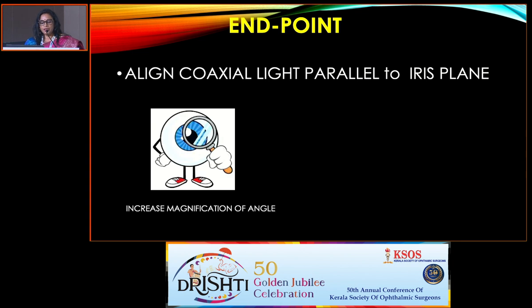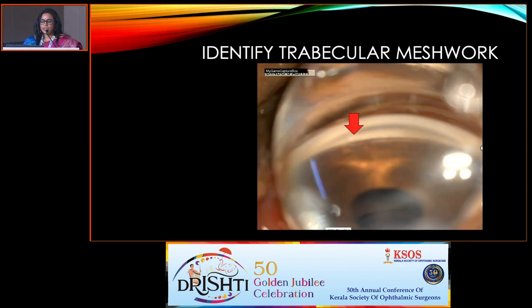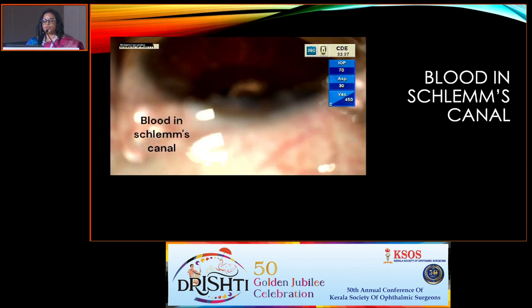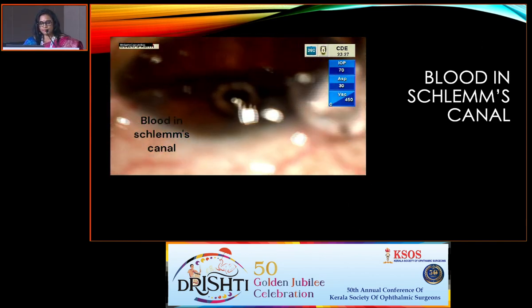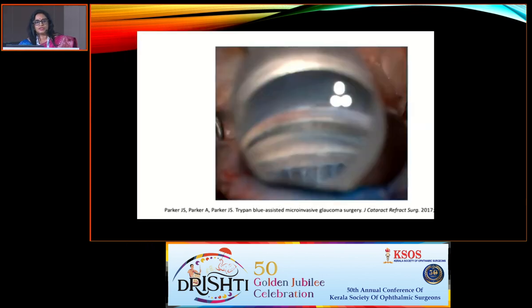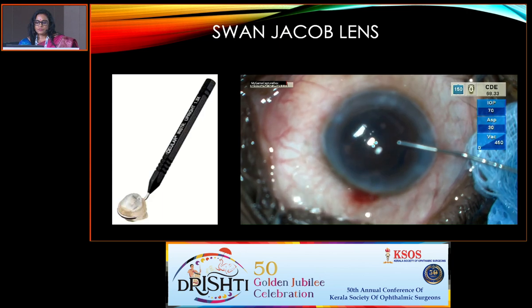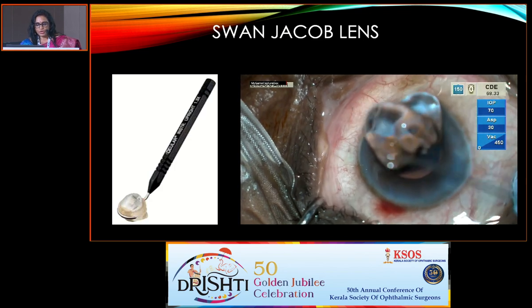And once you see the angle, then you increase the magnification and increase the illumination too, so that you get a clear view. So identifying the trabecular meshwork, like in a direct gonioscopy, you can get clues by the pigmentation of the trabecular meshwork. And sometimes heme is present. Especially after phaco surgery, when you do a gonioscopy, you can see blood in Schlemm's canal, which helps you in identifying the landmarks. The literature says that you can stain the trabecular meshwork with trypan blue. After phaco, you put pilocarpine drops which can constrict the pupil and then dock the gonio lens.